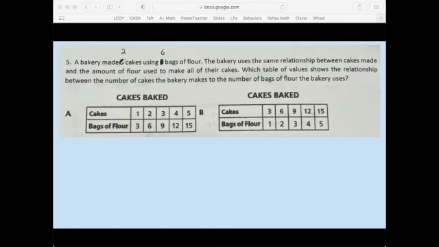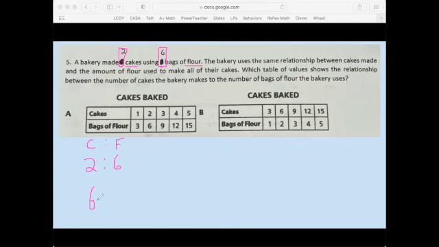So here it says a bakery made 2 cakes using 6 bags of flour. So what that means is that for every 2 cakes made, 6 bags of flour was used. And let me label it cakes and flour. Labeling it doesn't mean you have to write out the word cakes or the word flour. C and F is going to be okay. I know how to spell cakes. I know how to spell flour. I know what the first letter of both those words are. So the ratio of cakes to flour is 2 to 6.